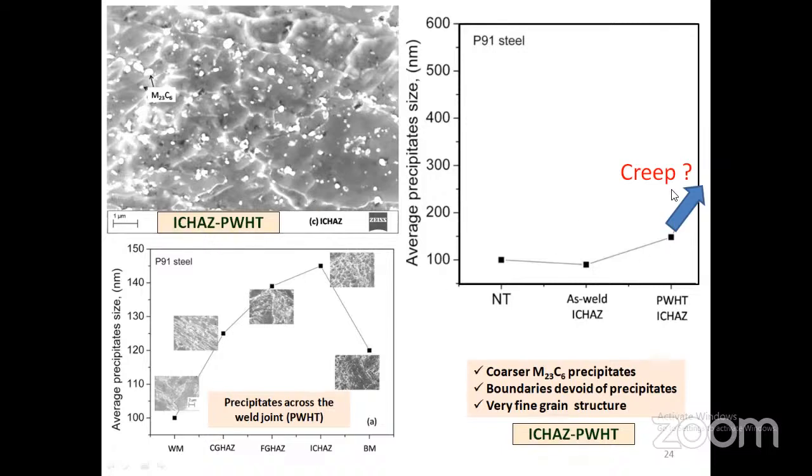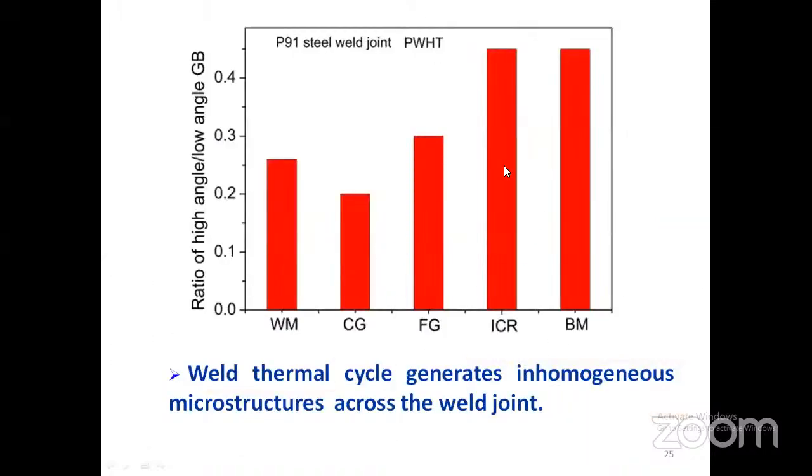We'll also see, at high temperature applications and during service or under creep, how the precipitates get coarsened. So basically we can come to one point here. The damaging region during the welding is the intercritical heat affected zone, which has coarser precipitates, boundaries devoid of precipitates, and a very fine grain structure. And also in the intercritical region, the boundaries are high angle boundaries.